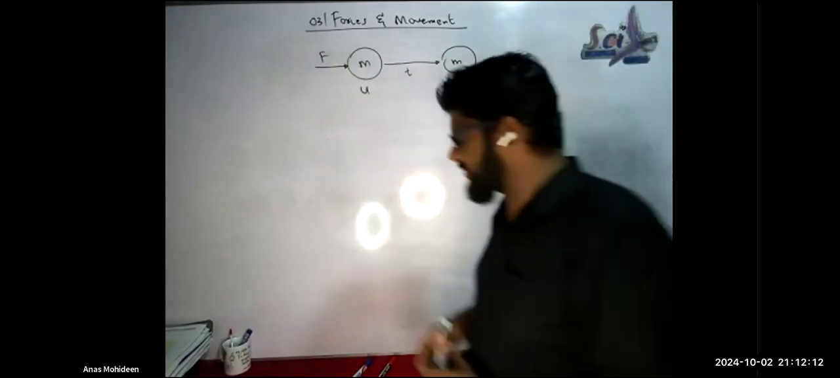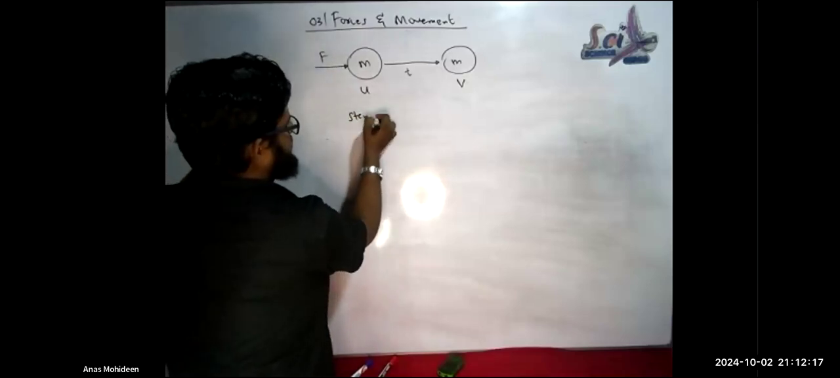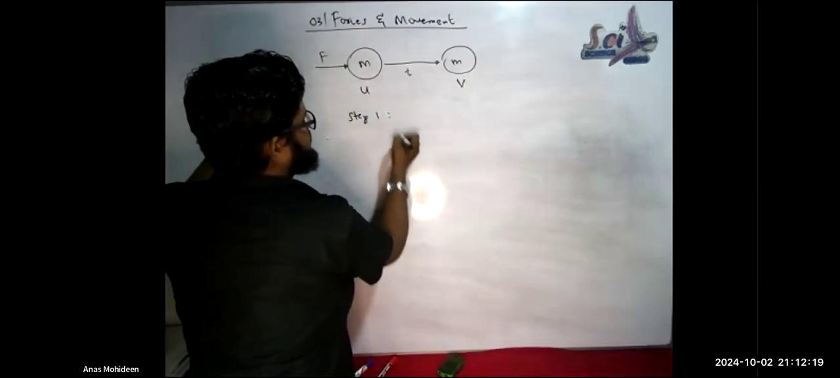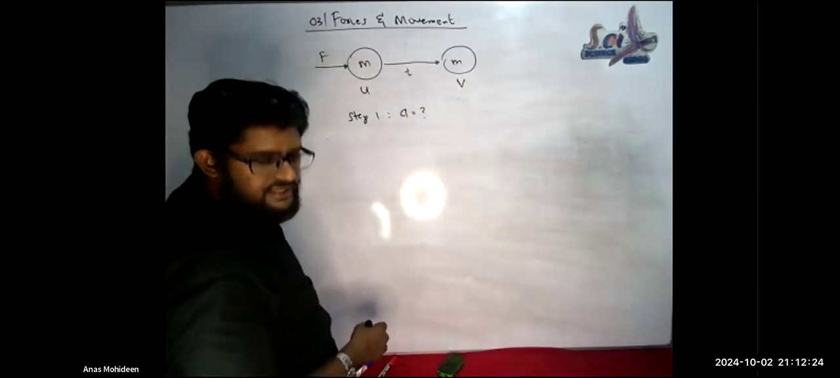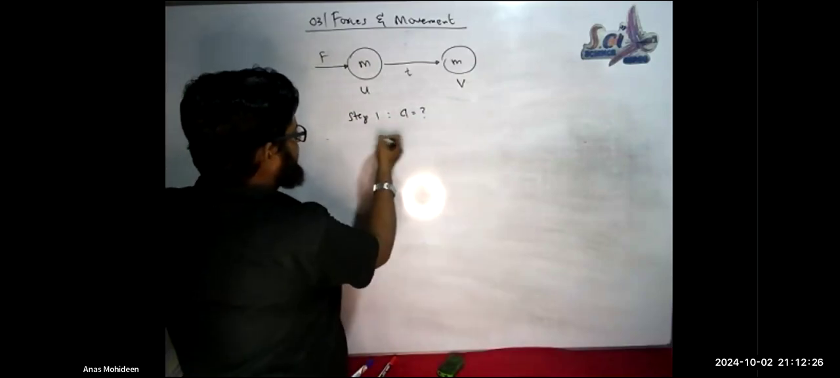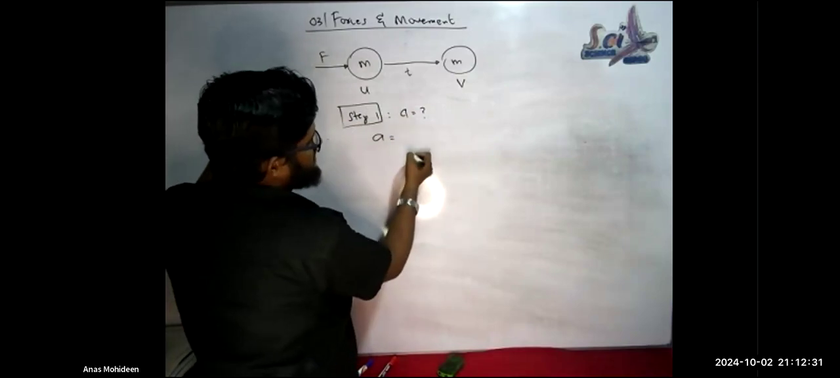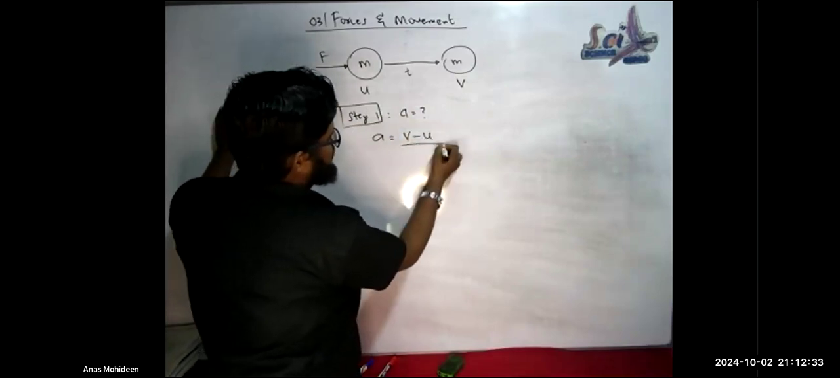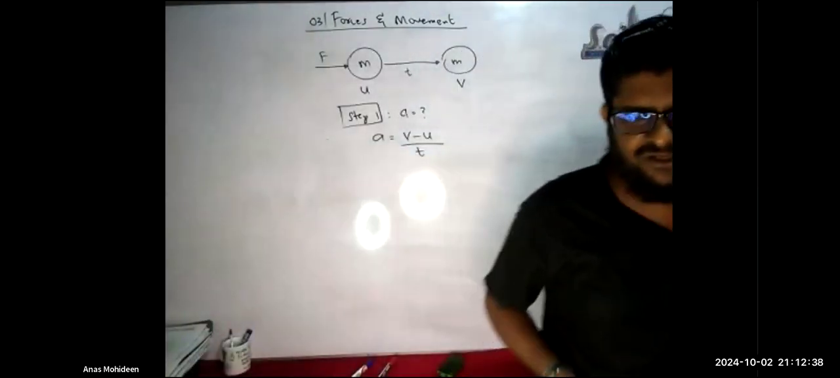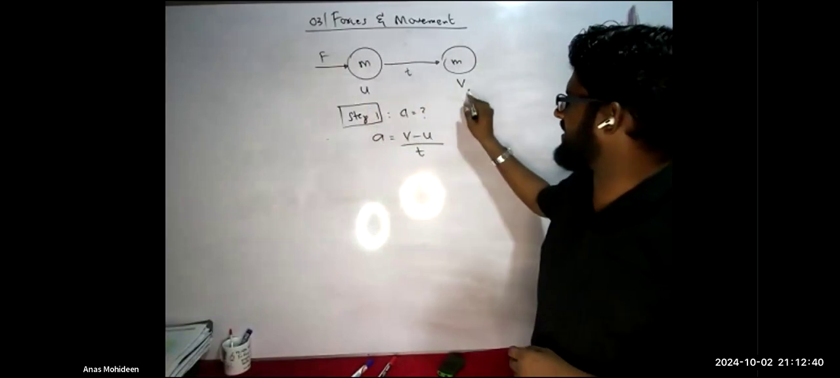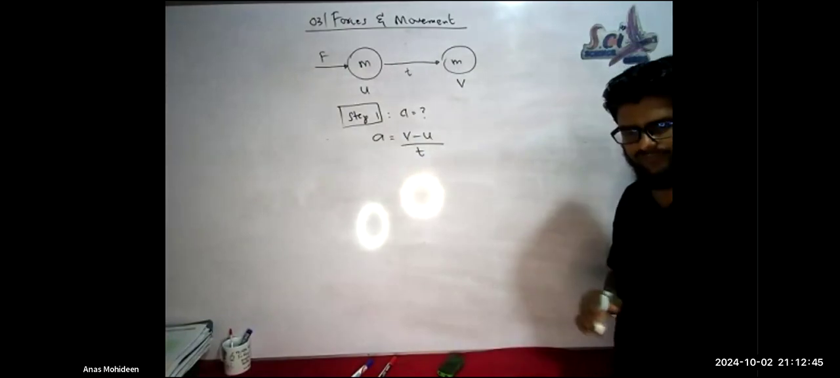Then in this case, what are you supposed to do? First step, you have to find out the acceleration. How do you do that? Step one: acceleration is equal to final velocity minus initial velocity, divided by the time taken. These three values will be given in the question: the starting velocity, final velocity and time taken. Using these, you have to find out the acceleration.